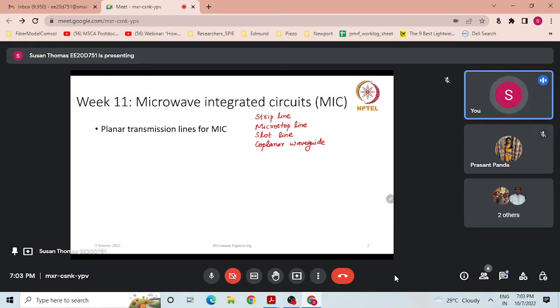Among these different planar transmission lines, by now you might have already got the idea of the significance or need for a planar transmission line. When you go for integrated circuits, being planar is very important.